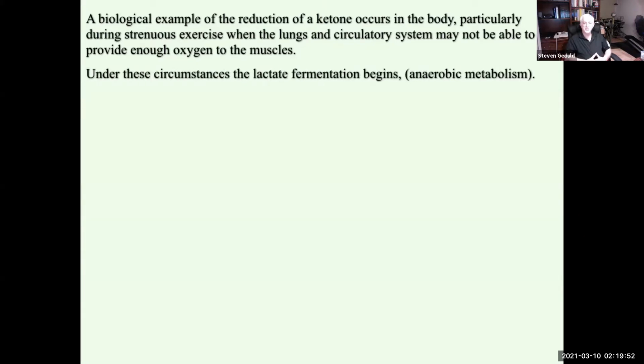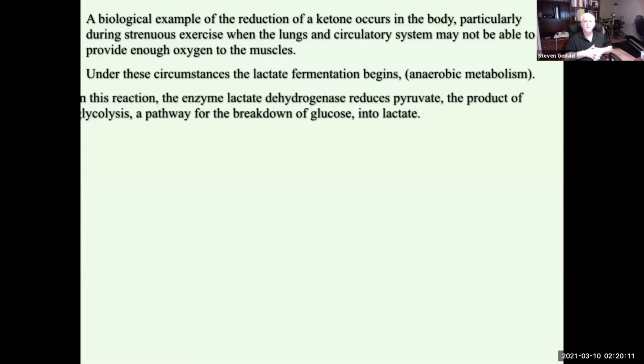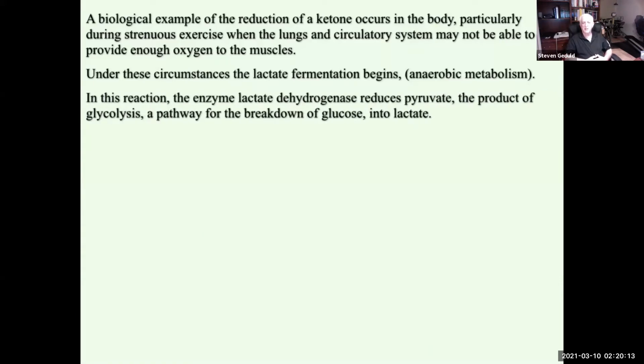So under those circumstances, lactate formation begins, which is anaerobic metabolism, which means we're breaking down glucose to provide energy without the presence of oxygen, because the body can't deliver oxygen fast enough for the muscle to keep using it. So now it switches to anaerobic metabolism, which I said is not as efficient. In the reaction, the enzyme lactate dehydrogenase reduces pyruvate, the product of glycolysis. It's a pathway to break down the glucose into lactate.